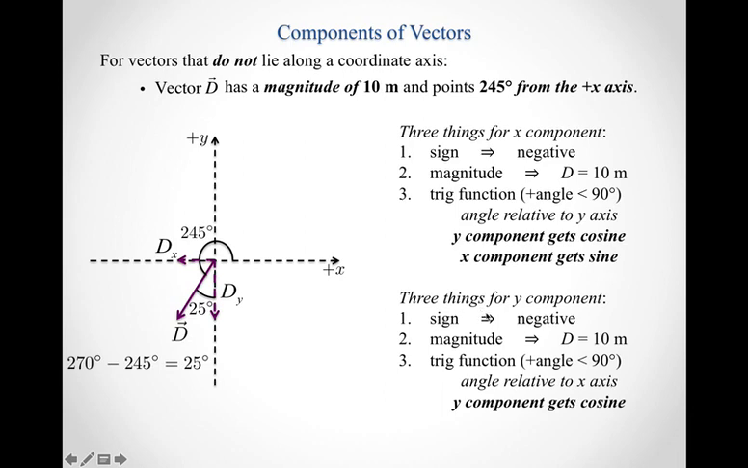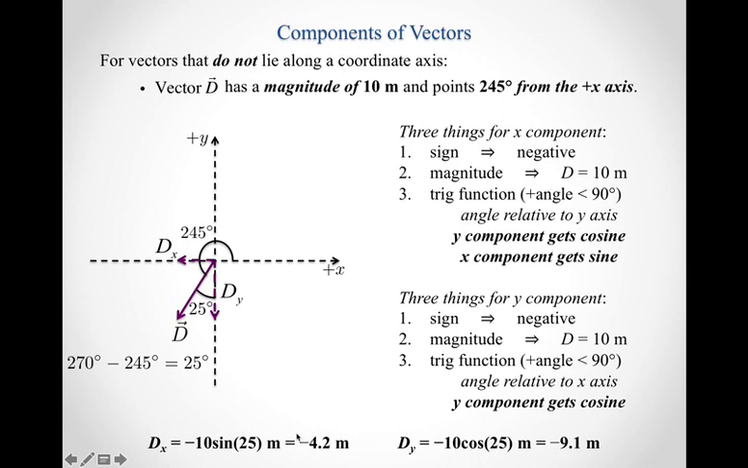For the y component, still negative because it points down, still a magnitude of 10 meters, but now that 25-degree angle is relative to the y-axis, so the y component gets cosine 25. So I can calculate out using my different angle, but notice I get the same answers. The x component is now negative 10 times the sine of 25 degrees, but that's still negative 4.2 meters, same as it was before. The y component, negative 10 cosine 25 degrees, still negative 9.1 meters.